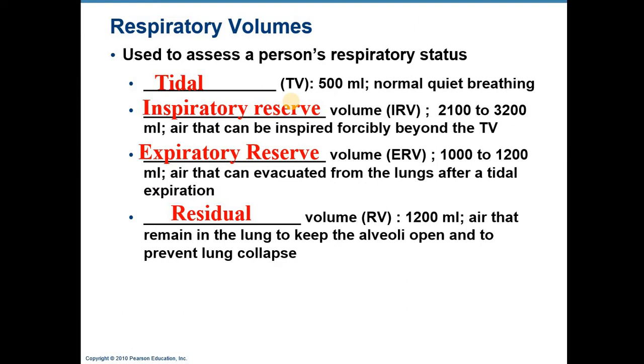Inspiratory reserve volume, air that can be inspired forcibly. So if I tell you to take a deep breath in and pull in all the air you possibly can, that would give you your inspiratory reserve. Expiratory reserve is if I tell you a normal breath in, and then I say push all of the air out that you possibly can. And then your residual is the air that you cannot push out because it remains in the lungs, because it keeps the alveoli and the lungs from collapsing. So these are actually numbers that you would get to measure the capacity of the lungs, and so you would use a spirometer from that.